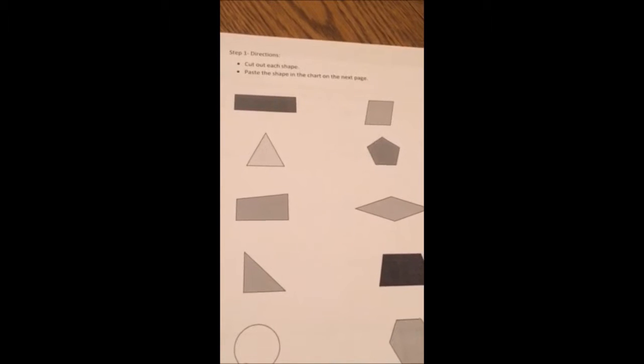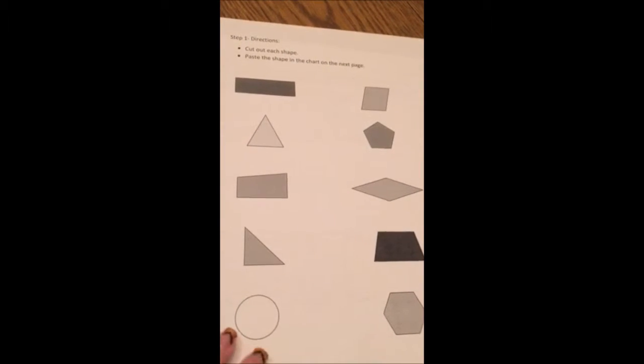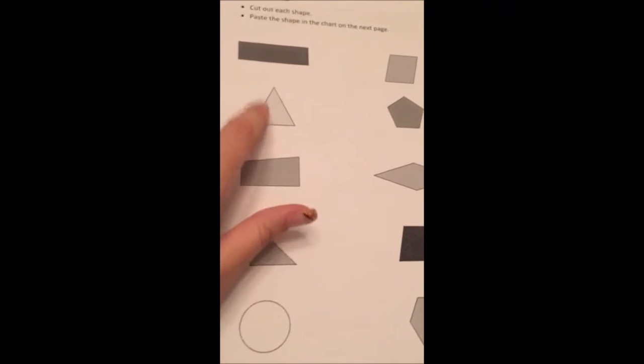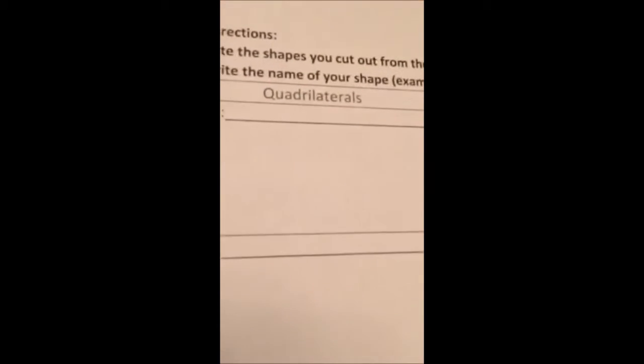Now for our independent work, we are going to complete our handout. We'll start by cutting out each shape and pasting it onto the next page. So once you cut out your shapes, you're going to determine whether or not the shape is considered a quadrilateral or not a quadrilateral. You'll use your glue to paste the shapes into the appropriate square and the scissors to cut them out. And then you'll go ahead and name your shape. For example, if your shape is a circle, then you'll write circle on the line.